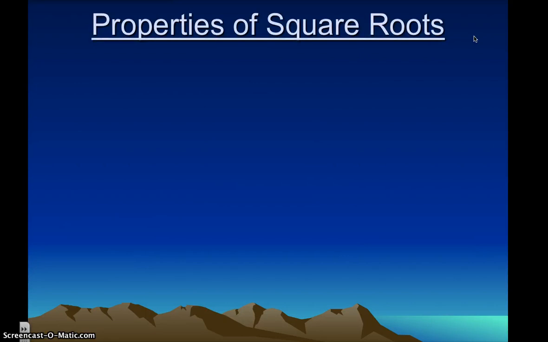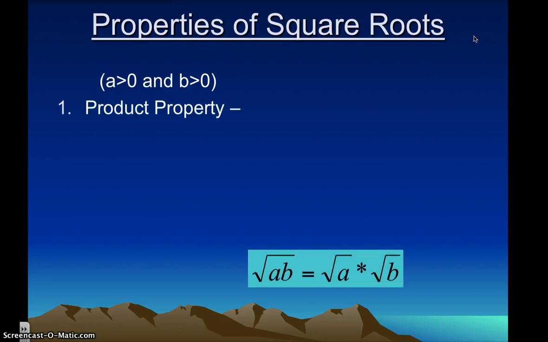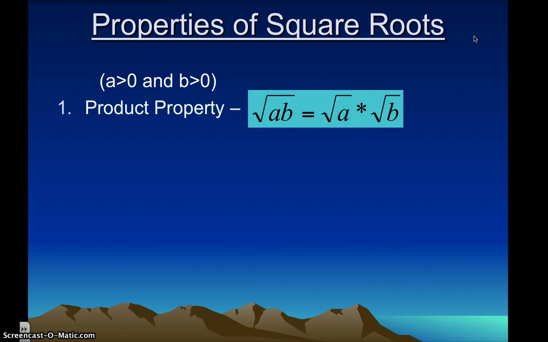Alright, a few basic properties that we're going to work with. These are going to be really helpful as we get into more complicated problems. The first one, if a and b are larger than 0, because right now we don't want to have any negative numbers underneath the square root sign. The first one is the product property. If you have the radical sign with our radicand that is a times b, we can actually separate those into the square root of a times the square root of b.